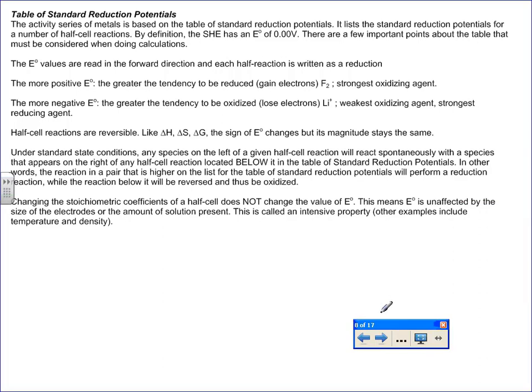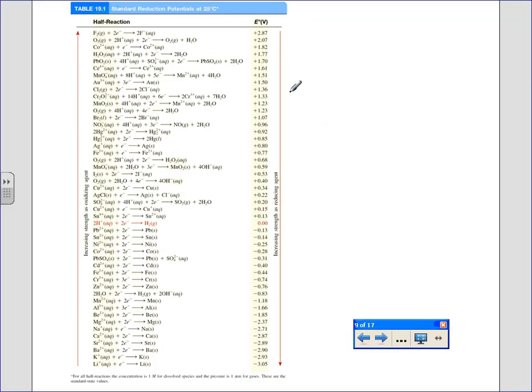Now there's just a few things to note about the table of standard reduction potentials. As we look at the table here, first of all, the reactions are written in the forward direction and they're all reduction reactions. So in a lot of cases, you'll need to flip the reaction around to determine what the oxidation reaction is.